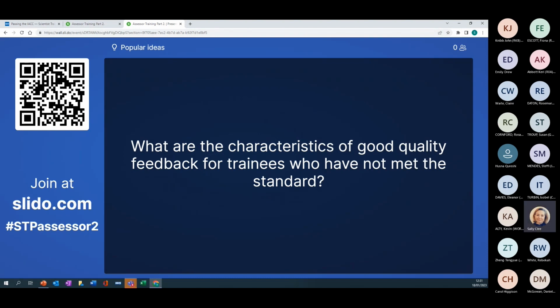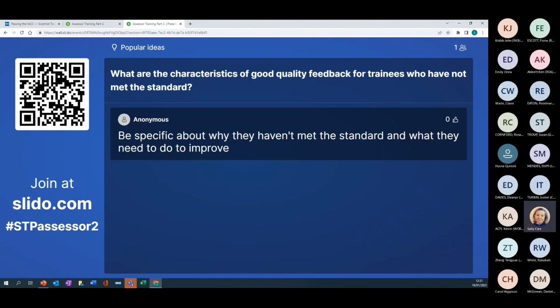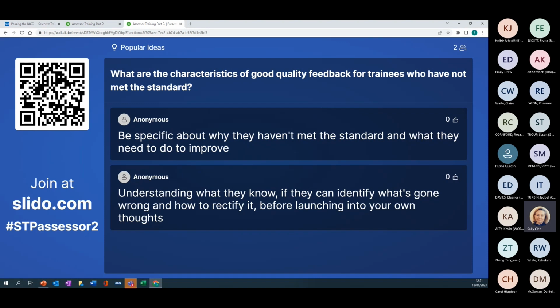They haven't met the standard. What might you put in? So they haven't passed. Yeah, I think that is the key thing. Be specific about why they haven't and what they need to improve.